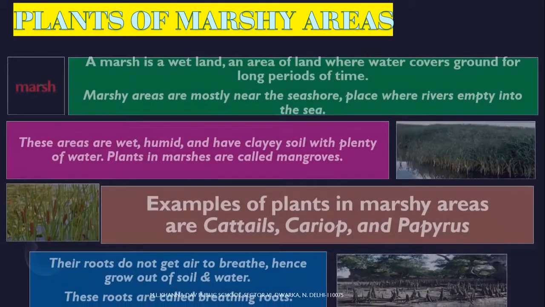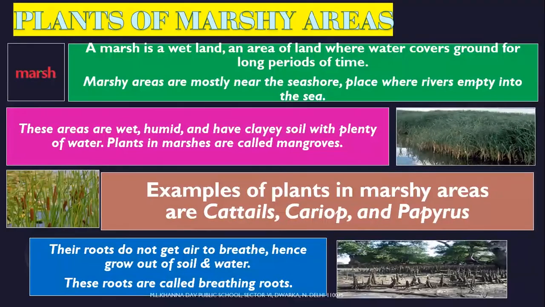Now we will be discussing about the plants growing in marshy areas. What is a marshy area? A marshy area is one where the water covers the ground, or that is the soil is filled with water. Mostly you find marshy areas near the seashore where rivers empty into the sea. Also, the plants which grow in marshy areas are called mangroves. The trees like sundari trees, cattails, papyrus are all the plants which we find in marshy areas.